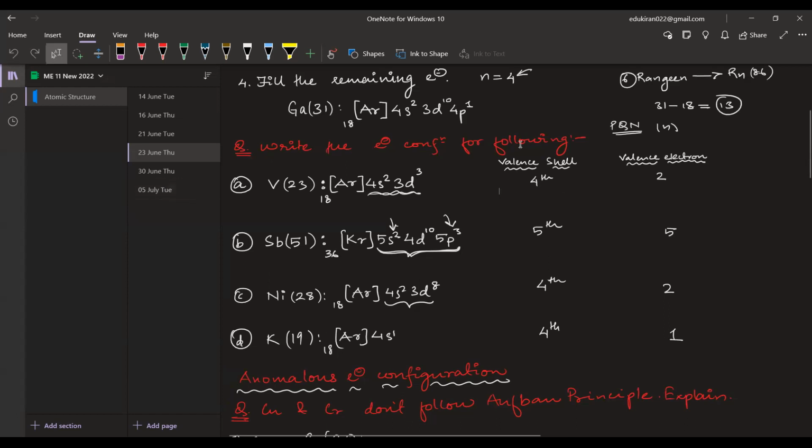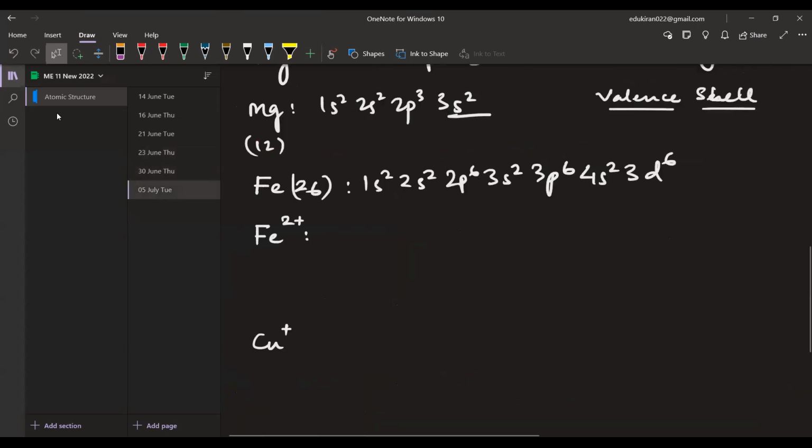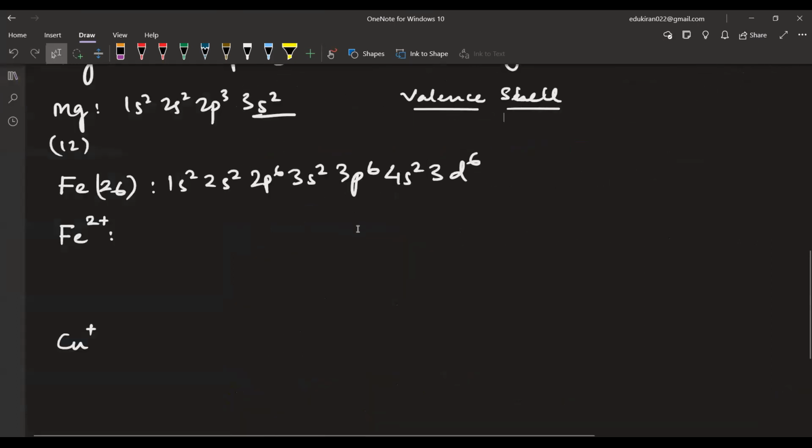What about Aisha and Aram? You have written these things, yes or no? Yes. Valence shell etc, right? What is the valence shell here, Aisha and Aram? Tell me. 1s. Aram, what is the valence shell?